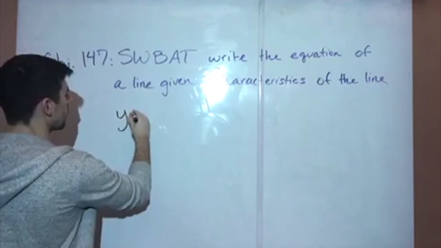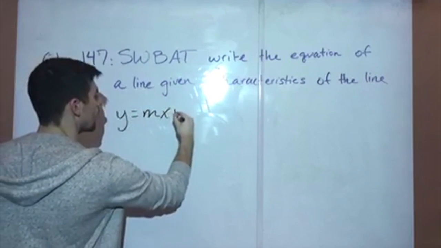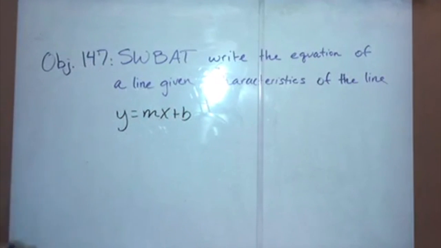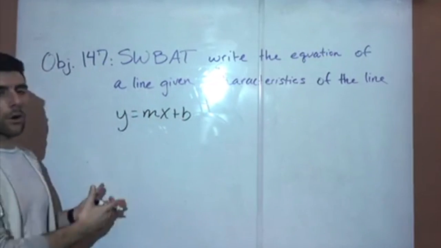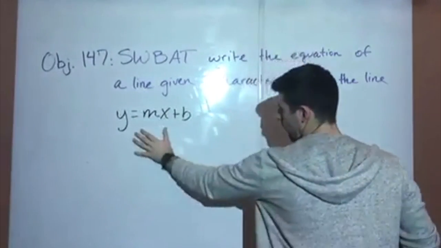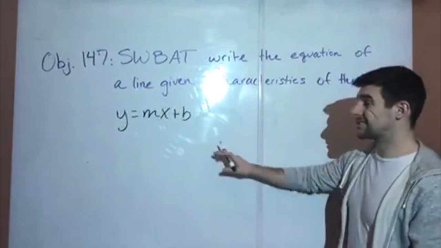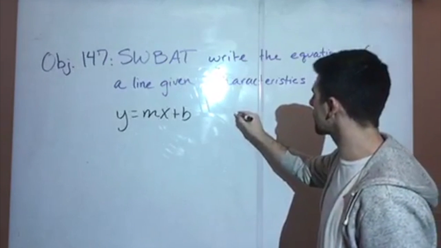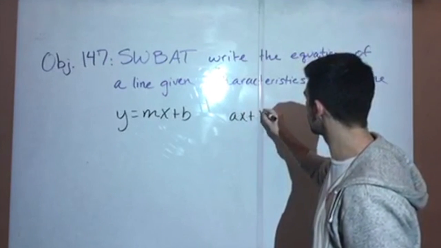So we've been dealing a lot with this equation for a line, y = mx + b, which we know is slope-intercept form. Before I talk a little more about this, I want to make sure you're aware that this is just one way to represent the equation of a line. We're actually going to learn two other forms.